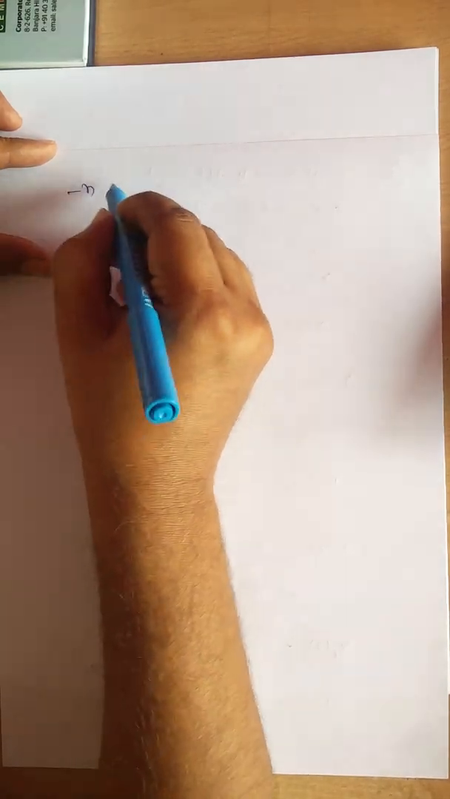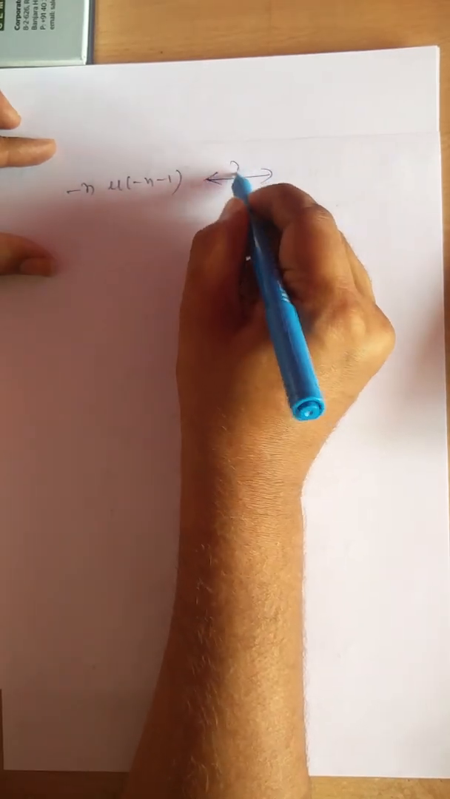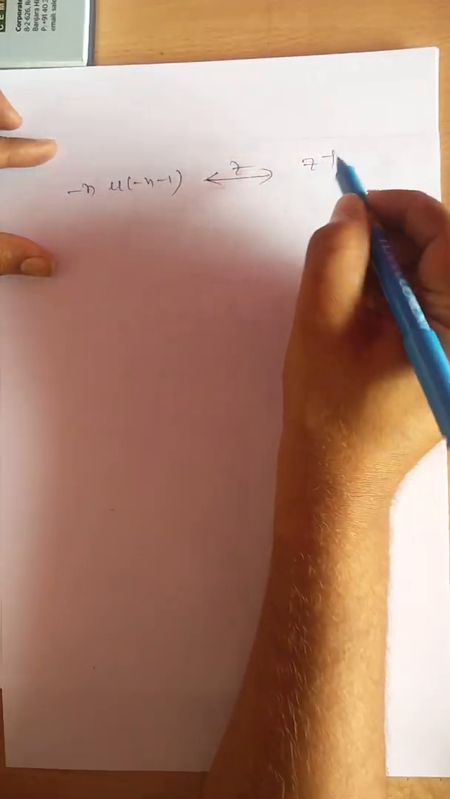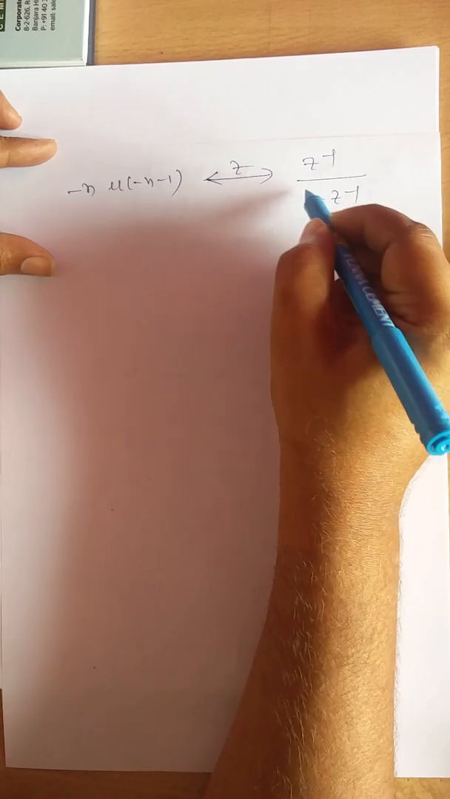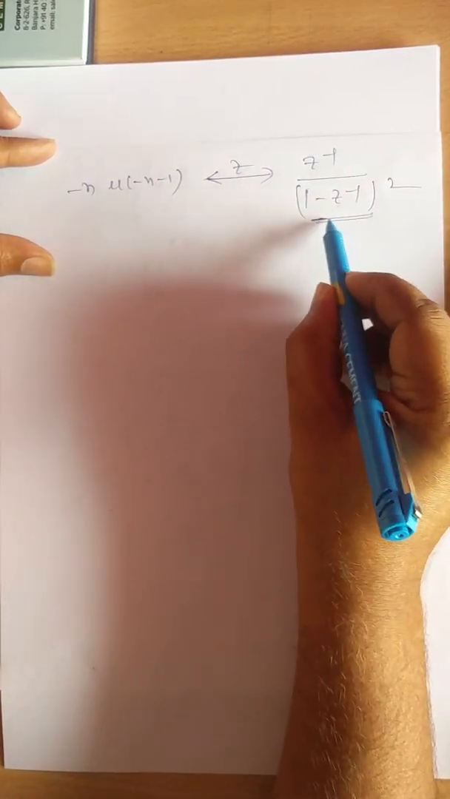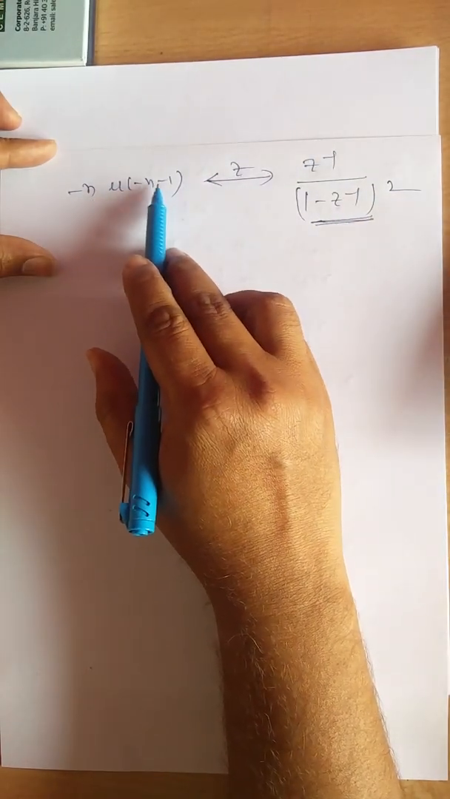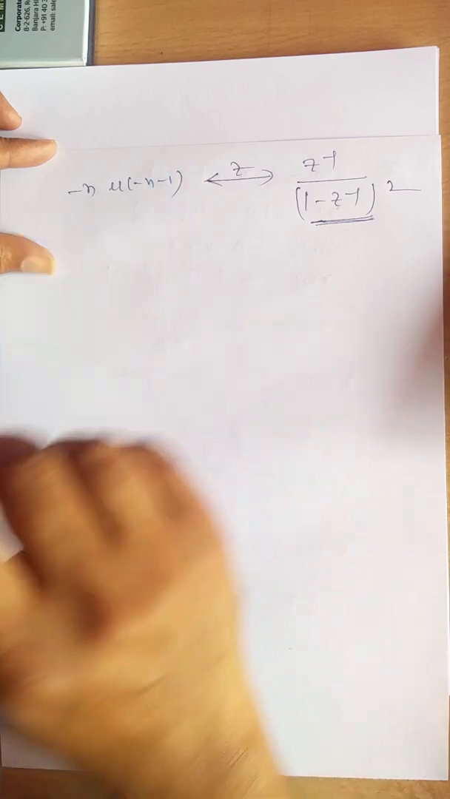Hence, from this you can draw the conclusion that when the input sequence is n into u of minus n minus 1, its z transformation is z inverse divided by 1 minus z inverse its whole square. When they give this as x of z, its time domain sequence is minus n into u of minus n minus 1.